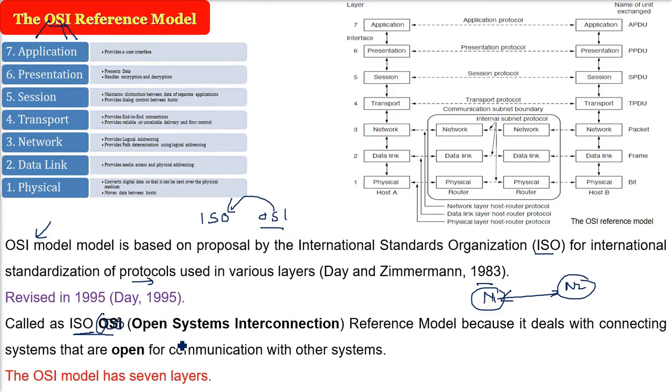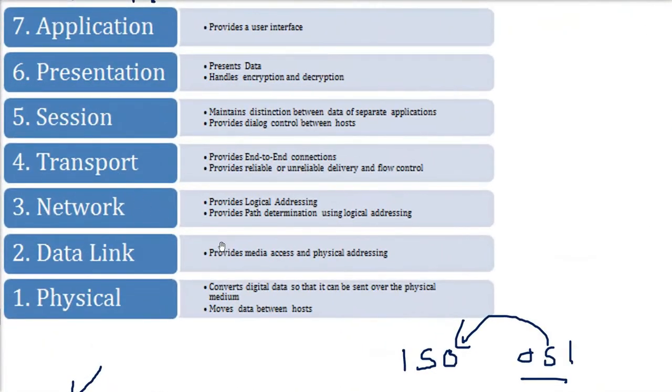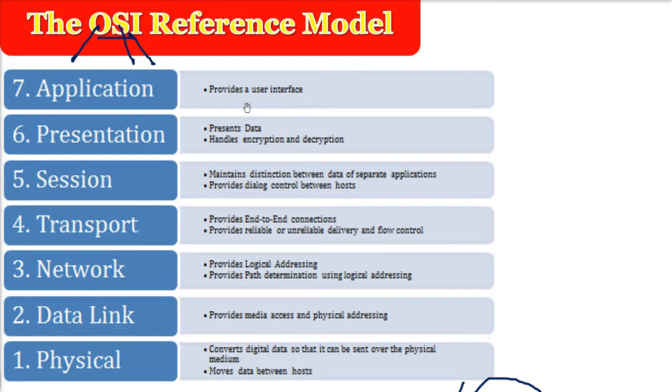So the OSI model has 7 layers. Now you may ask why these are 7, why they are not 6. I'll answer this. But the first layer, the topmost, is the application layer. Whenever you are working on your computer or laptop, the first screen that comes for any networking is a user interface. So the application layer is providing you a user interface.